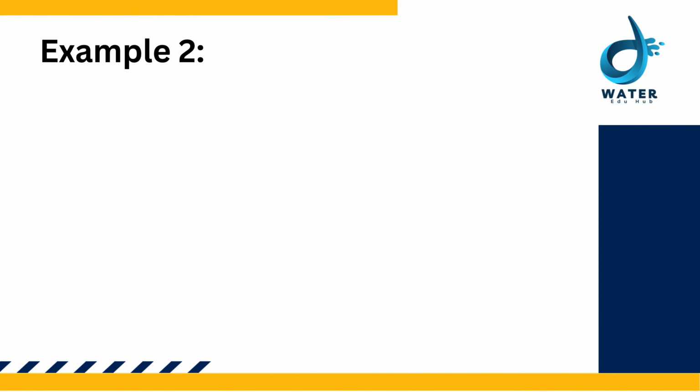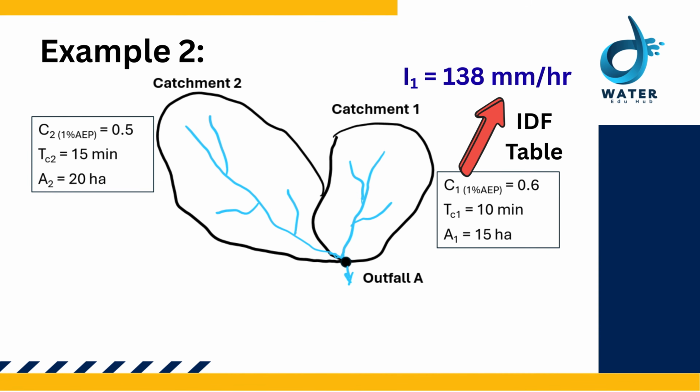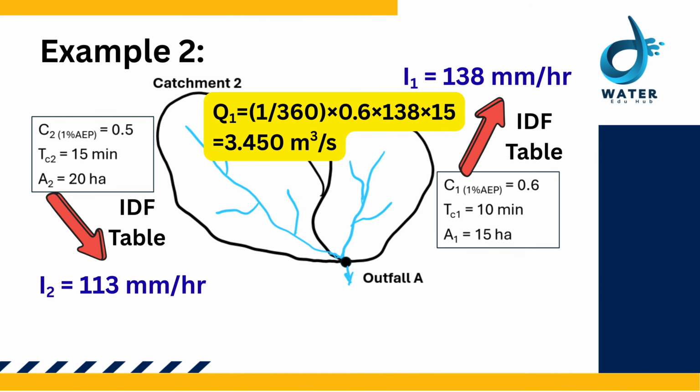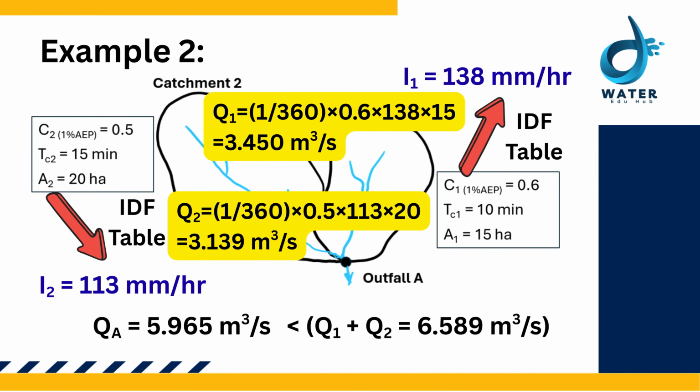We can now compare this with the summation of Q1 and Q2. For catchment 1, TC is 10 minutes and gives us a rainfall intensity of 138 mm per hour. So the peak Q1 will be calculated like this. For catchment 2, the time of concentration is 15 minutes and that will give us a rainfall intensity of 113 mm per hour. So the peak flow will be calculated like this. As you can see, the calculated peak of 5.965 cubic meter per second at point A is smaller than the summation of Q1 and Q2.